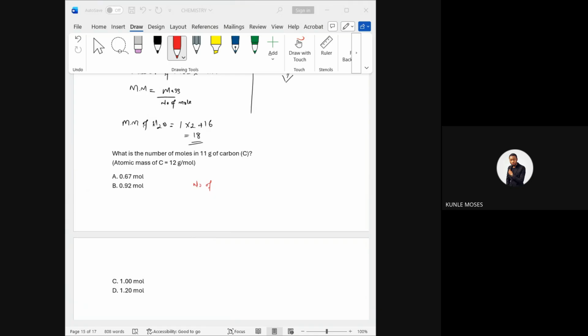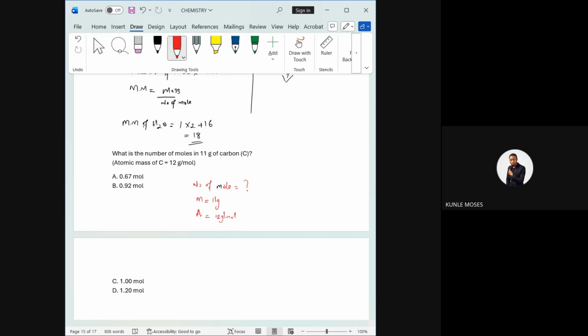They ask us to find the number of moles. That's what we are looking for. And they gave us the mass of carbon to be 11 grams, isn't it? And gave us the atomic mass to be 12 grams per mole.